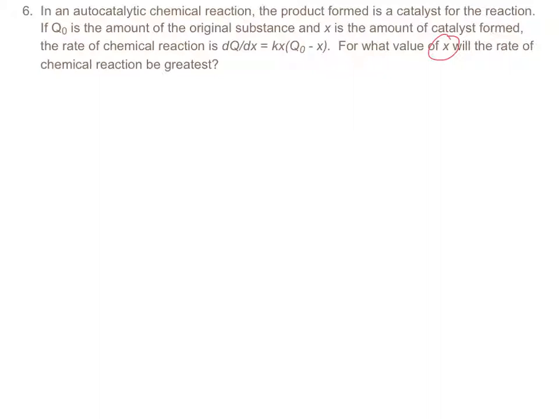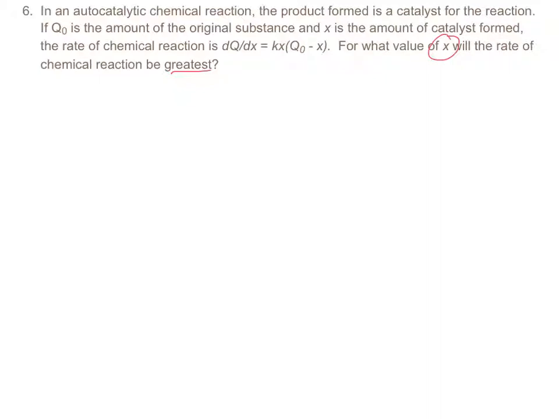We want to know what value of X will maximize this. We know it's a maximum because it says greatest. That means that we can treat everything else as a constant. So K would be a constant and Q sub 0 would be a constant. And of course dQ/dx, here it's just like y or something. It's just telling us the name of the function.